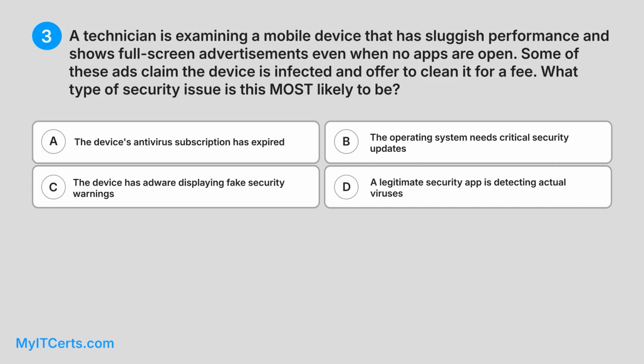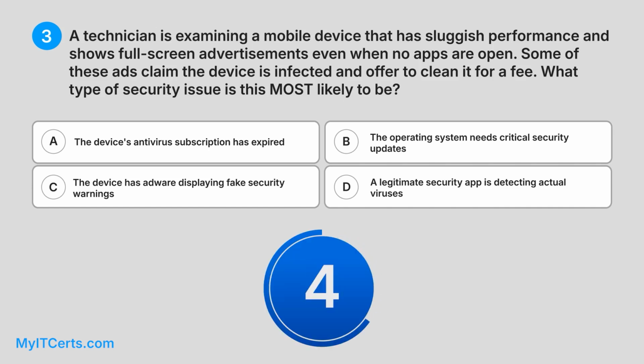A. The device's antivirus subscription has expired. B. The operating system needs critical security updates. C. The device has adware displaying fake security warnings. D. A legitimate security app is detecting actual viruses. Can you guess the answer?